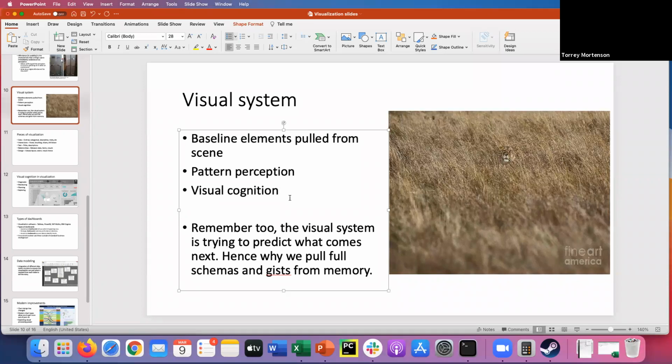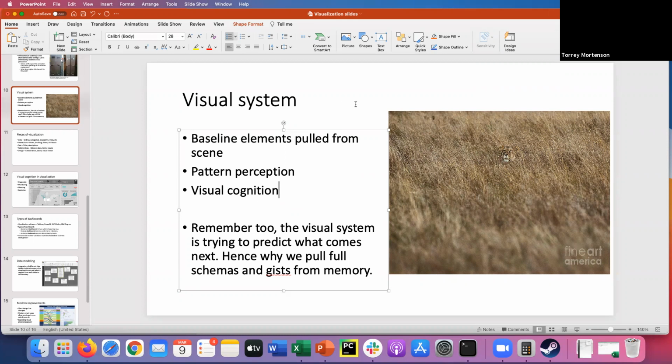We don't have the brain power to be able to handle everything immediately as it comes in. So we try to make predictions and shortcuts and heuristics to manage. That's also why we pull full schemas just from memory. We're not pulling bit by bit as we progress through a situation.